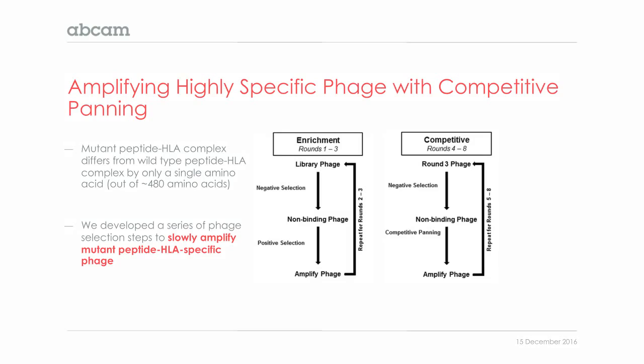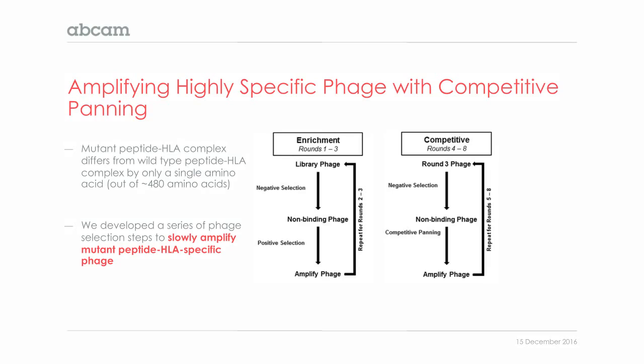The second phase we call the competitive phase. In this case, we're going to take round 3 phage at the beginning of round 4. We're still going to perform negative selection in a similar manner. However, in this case, we're going to take the non-binding phage and do what we call competitive panning. So with competitive panning, we co-incubate the phage with both mutant monomer conjugated to streptavidin magnetic beads and wild-type monomer conjugated to streptavidin agarose.